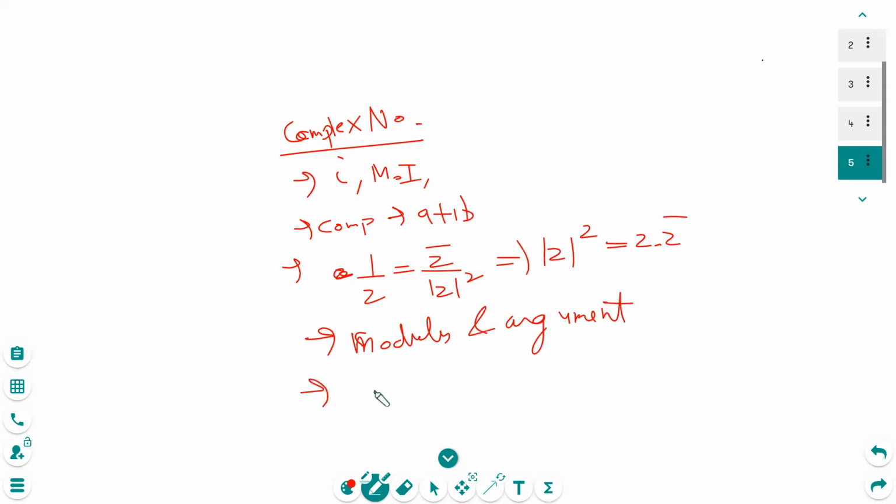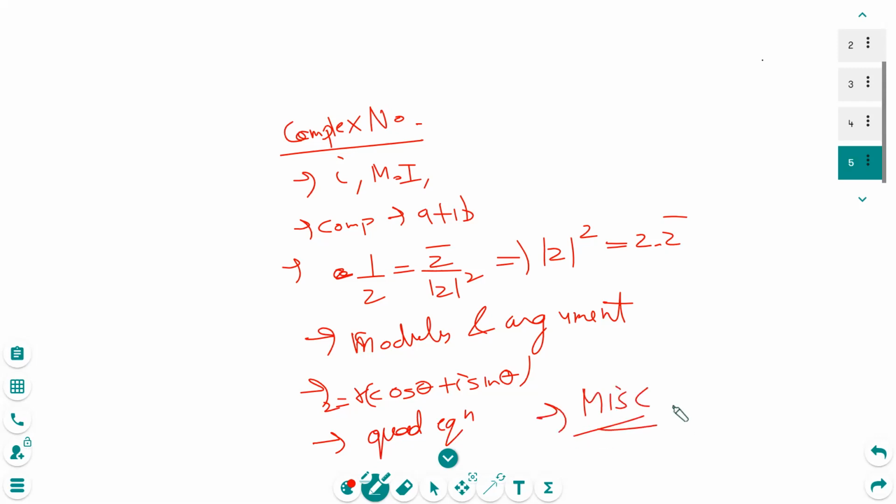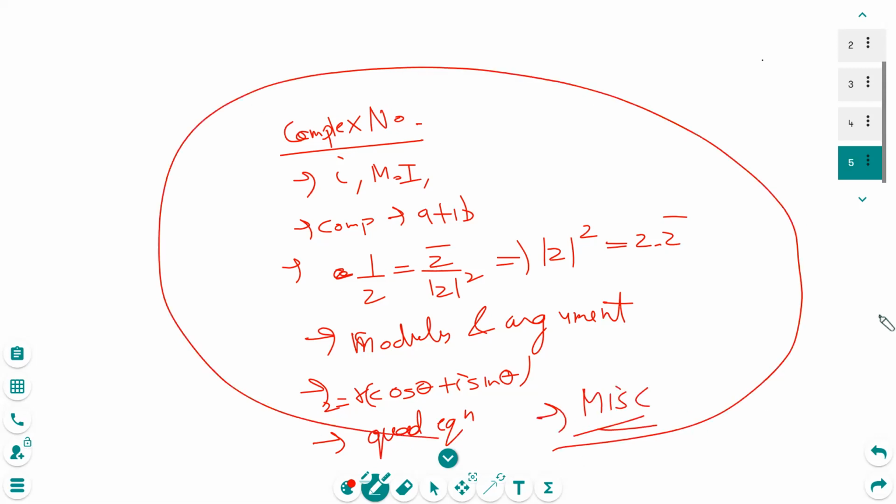Then we discussed polar representation. Polar form, that is r cos theta plus iota sine theta. And we also derived the formula, right? Then we discussed quadratic equations whose solutions were in complex numbers. Then we discussed miscellaneous. And then this session is ended. So that's it for today.